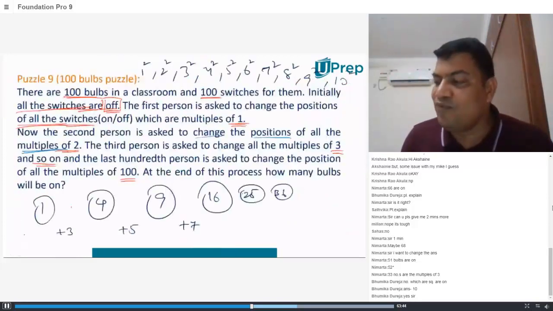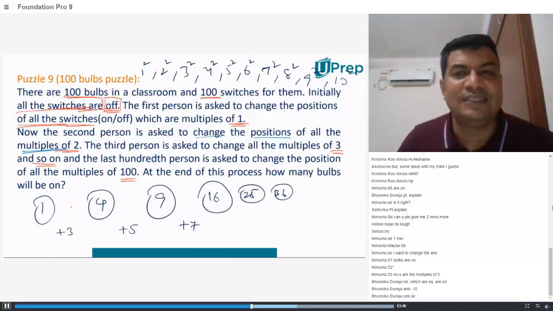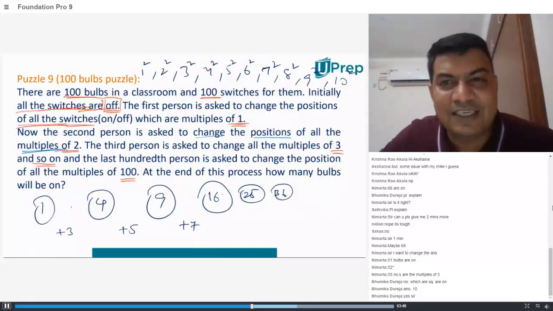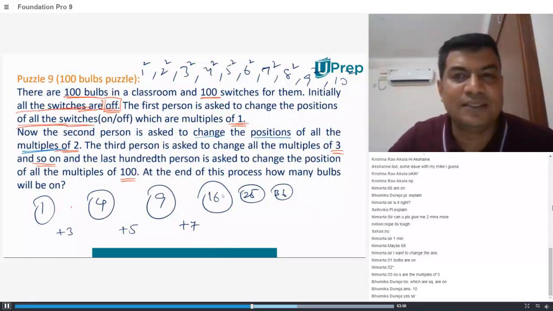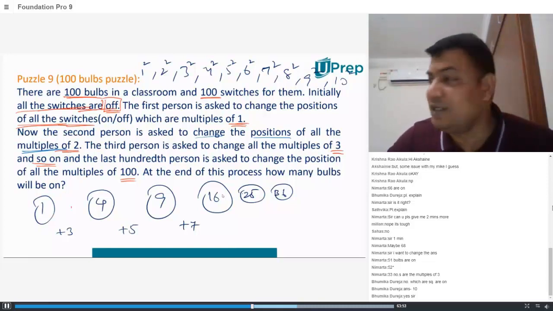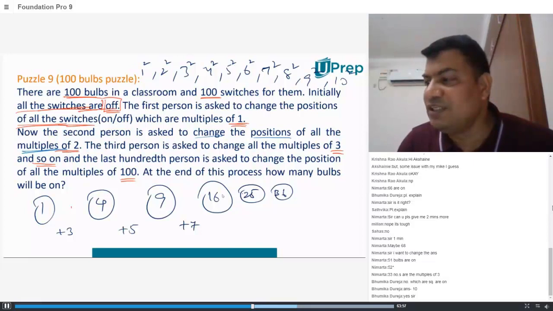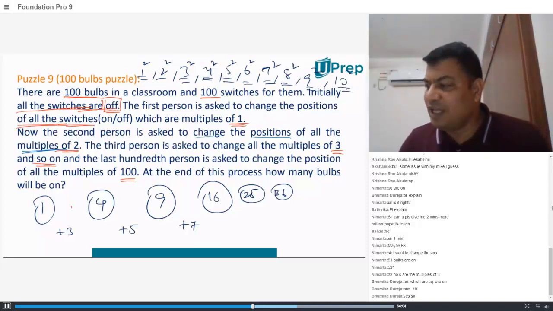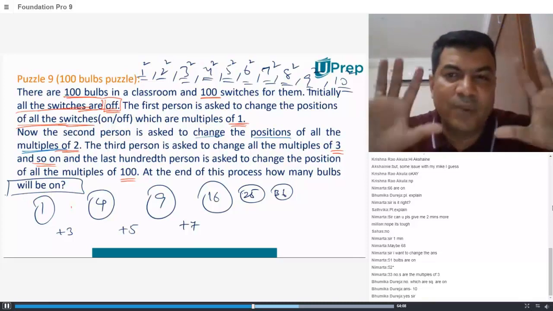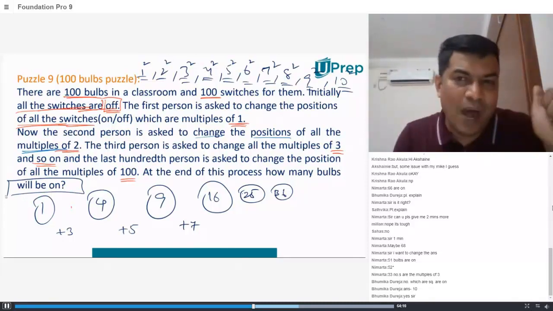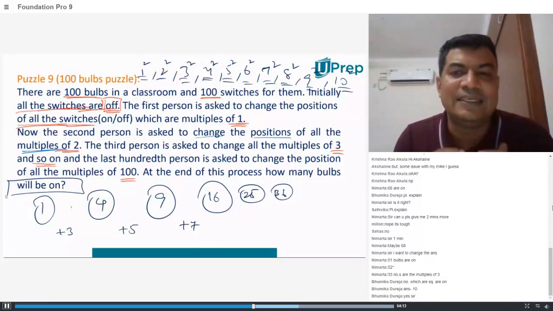So there is a pattern that is emerging. The pattern is 1, 4, 9, 16, 25, 36, then 7 squared 49, then 8 squared 64, 9 squared 81, 10 squared 100. Therefore, these are the bulbs that will be on. There are 10 bulbs that will be on. And what's the question at the end of the process? How many bulbs will be on? 10 bulbs will be on, and the numbers are 1, 4, 9, 16, 25, 36, and so on.